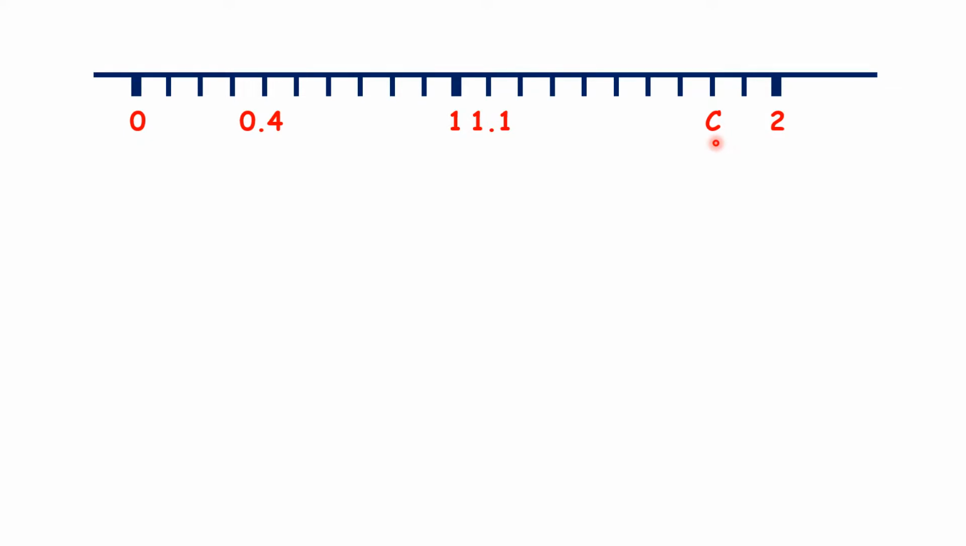So what is the value of C? Well, again, it's beyond 1, and this time it's 1, 2, 3, 4, 5, 6, 7, 8/10 of the way to the next whole number, so it's 1.8.